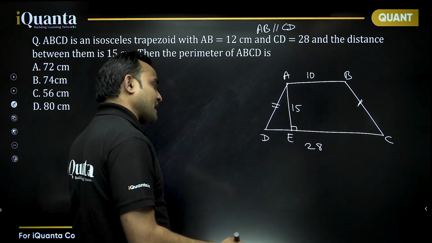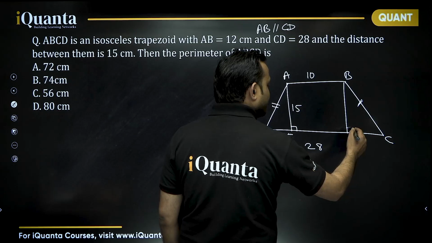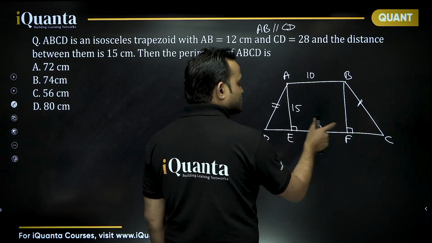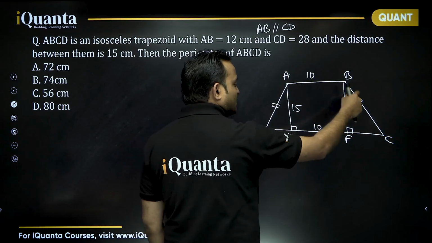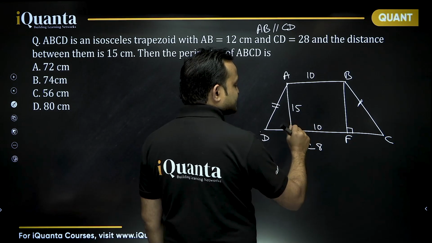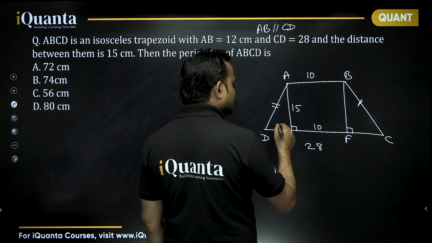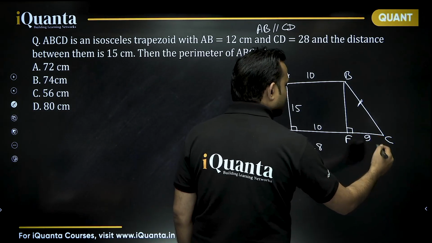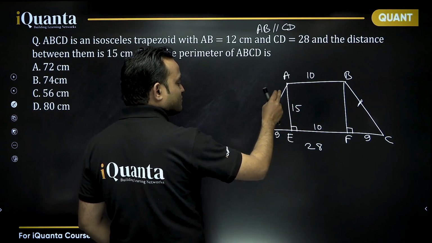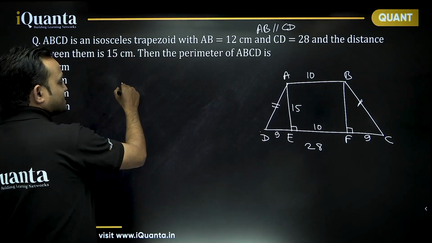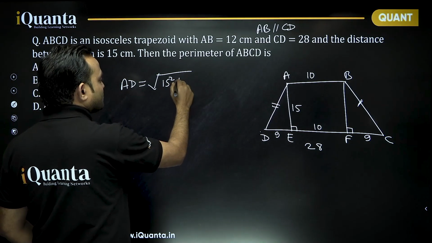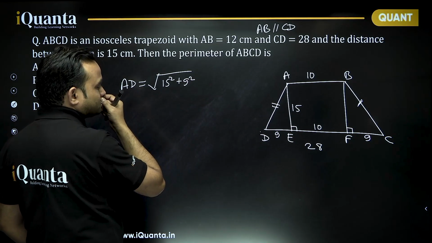Now think about this. Again, we need to draw these two perpendicular lengths. So if this is 10, the rest two will be equally divided because AD is equal to BC. If this is 10, then 18 is left. So DE will be 9 as well as FC will be 9. So if this is 15, this is 9, what would be the length of AD? Can we say that AD will be equal to square root of 15 square plus 9 square, right?